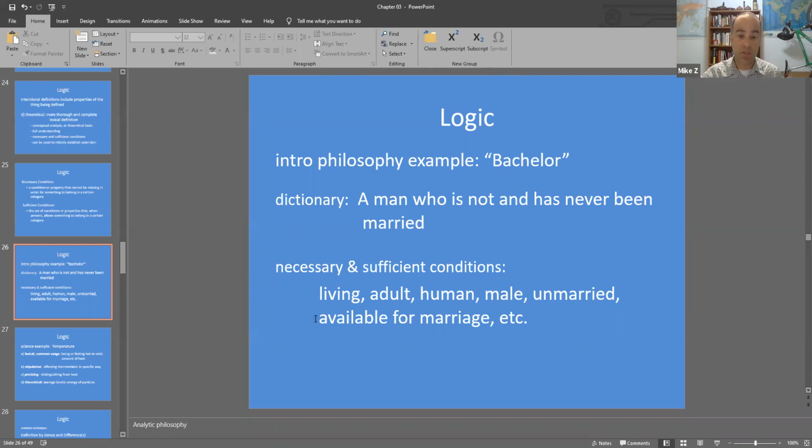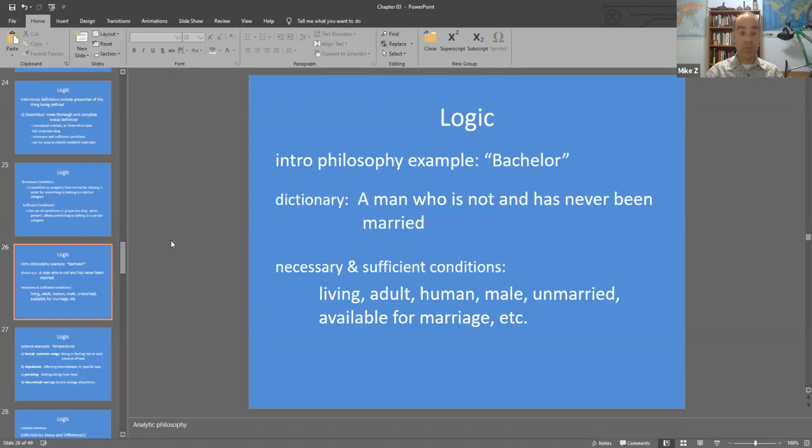But we're doing a better job when we come up with the full set of necessary and sufficient conditions, when we include it's got to be available for marriage. That is somebody who hasn't taken a vow of celibacy and a vow to never get married, because then they're sort of taking themselves out of the category bachelor. And there might be a variety of other conditions. If we really wanted to spend a bunch more time on this, we could get more and more precise, more and more detailed as to what is the full set of necessary and sufficient conditions.